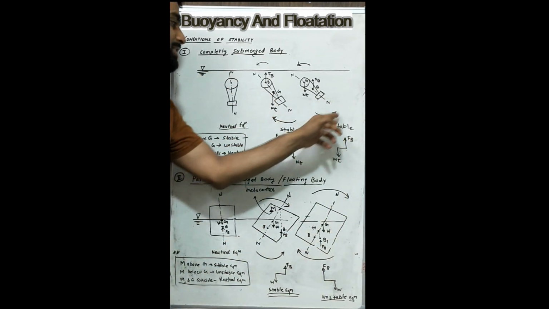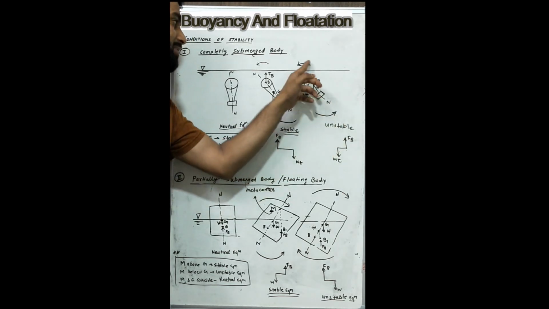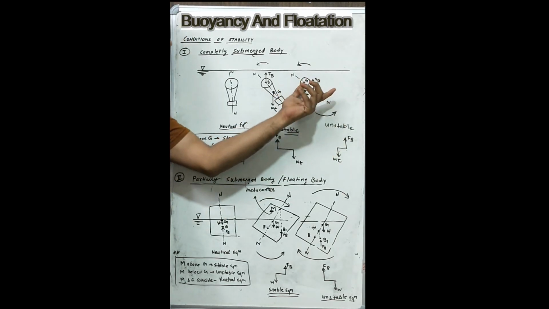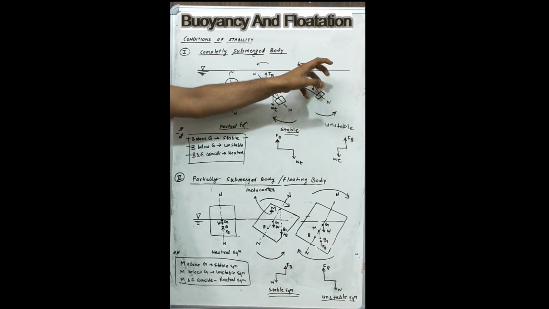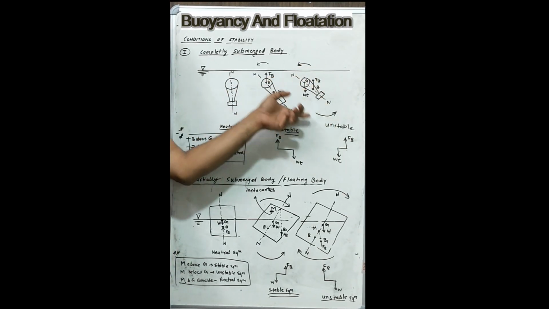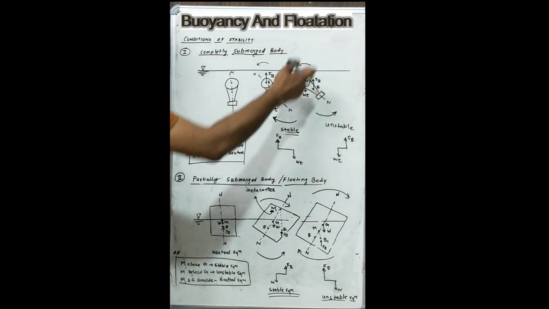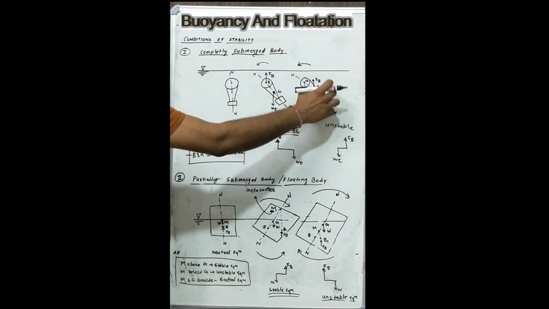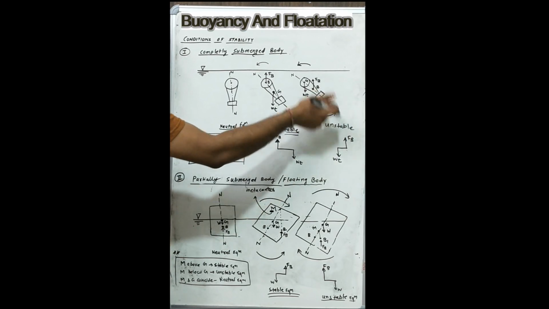The couple is in the same direction as the disturbing couple we have given. So we can say it is an unstable condition, because the couple we give keeps moving the body in the same direction. So it shows the unstable condition of this body.